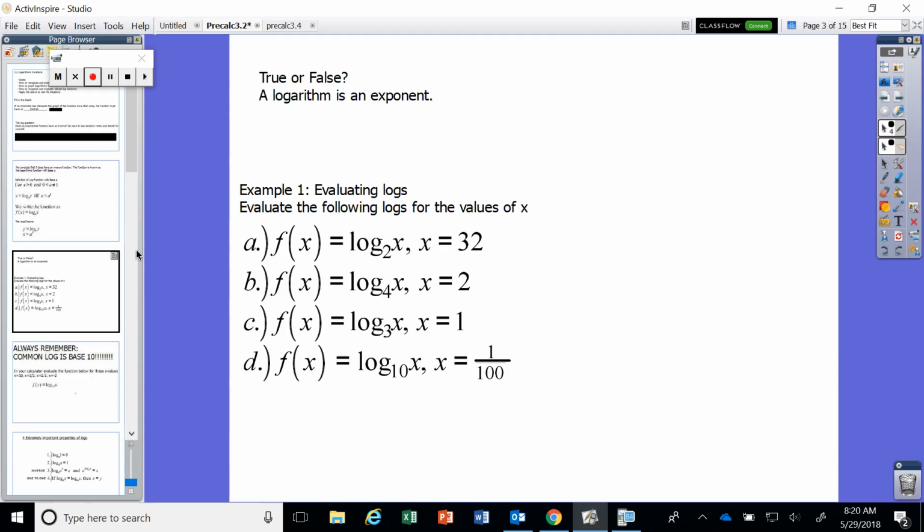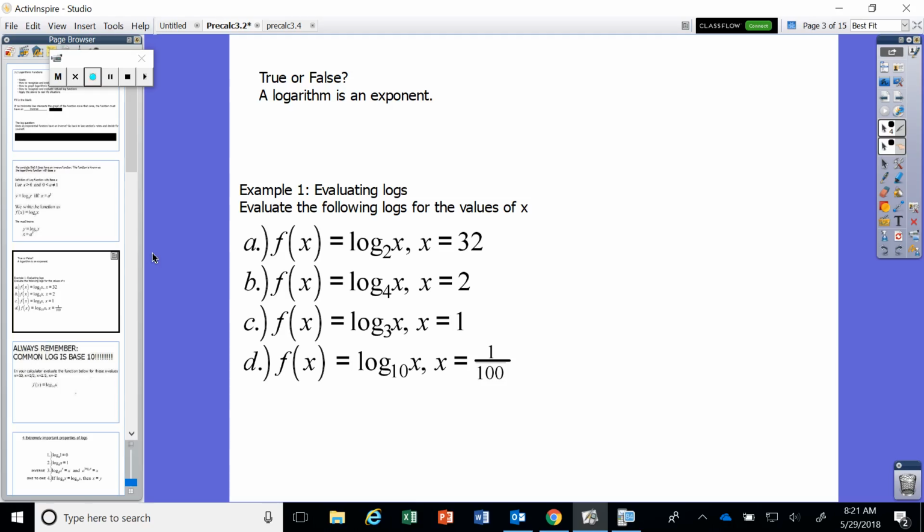True or false? A logarithmic function is an exponent. What do you think? Is a logarithm an exponent? Yes, yes it is. That's because it is the inverse of the exponential function. It is an exponent. So that's what I want you to think about when evaluating logs. I want you to think that a logarithm is an exponent specifically. So when you say log base a of x, that is the exponent to which a must be raised to obtain x.